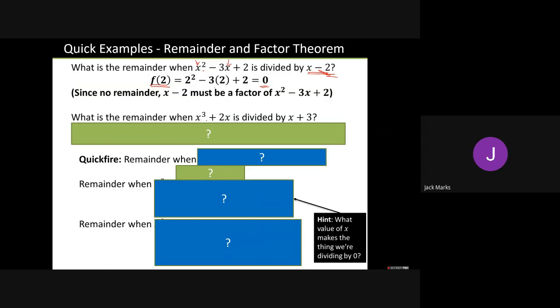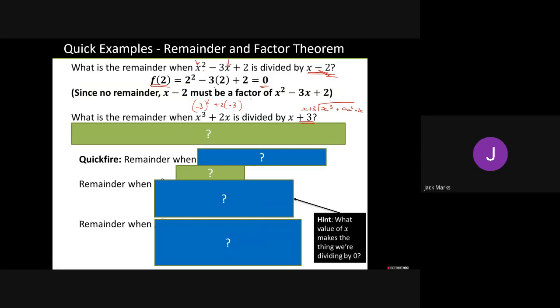What about x cubed plus 2x divided by x plus 3? Now again, if we really wanted to, we could do x cubed plus 0x squared plus 2x, and we could divide it by x plus 3. It's going to take you a long time though. The quick way is, well, what's the opposite of plus 3? It's minus 3. So we'll just do minus 3 cubed plus 2 lots of minus 3. And you write out clearly that you're doing that substitution, and we get the answer.